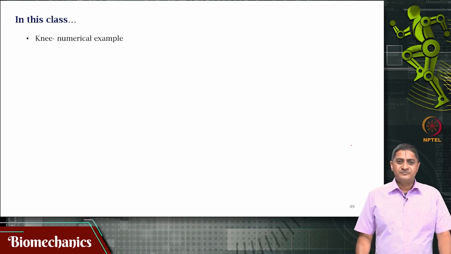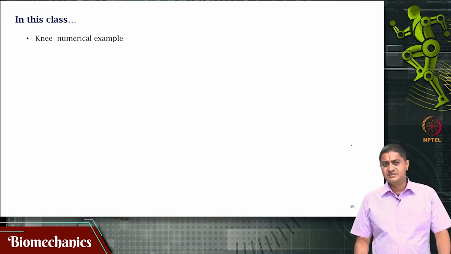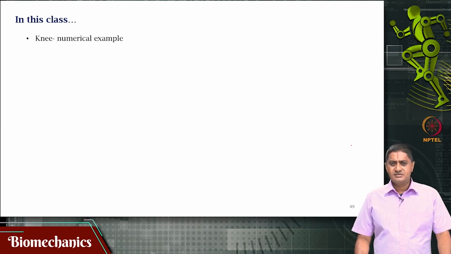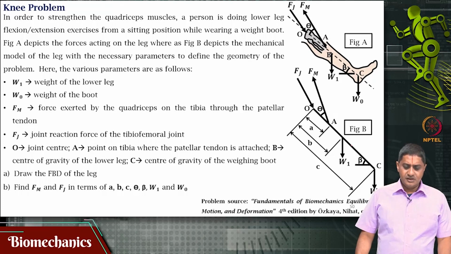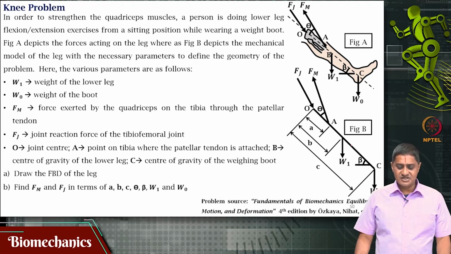In this video, we will take a simple problem involving the knee joint and solve this using a numerical or symbolic method. This is the question. In order to strengthen the quadriceps muscle, a person is doing lower leg flexion extension exercises from a sitting position while wearing a weight boot.